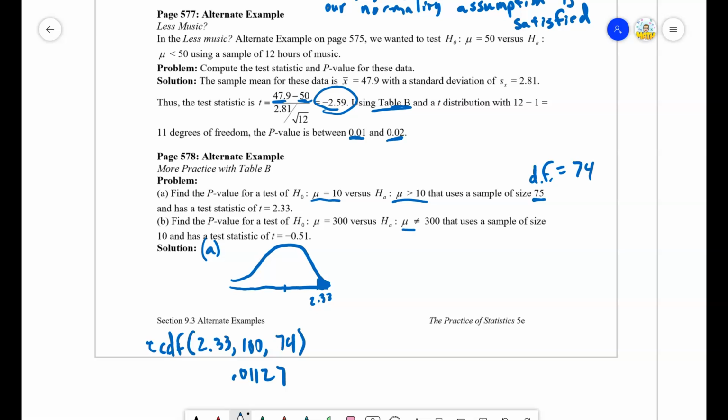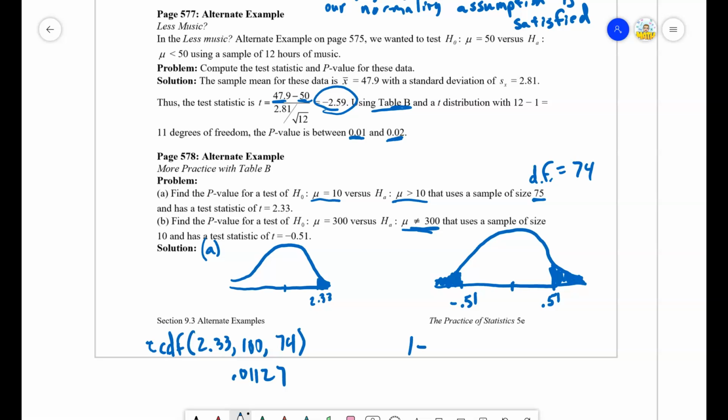Now in part B, it's going to look a little different because it's our two-tailed test. So even though our test statistic falls below the null hypothesis, we have a test statistic of negative 0.51. Our p-value is actually the area in both of these tails because our result could have been above 0.51 as well. That's what we agreed to when we set out for a two-tailed test.